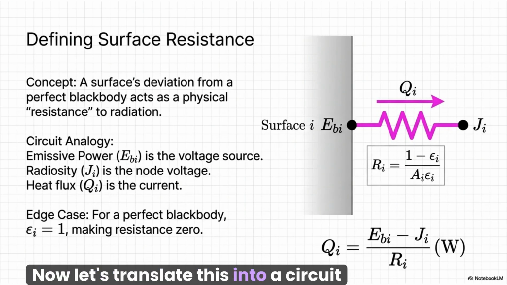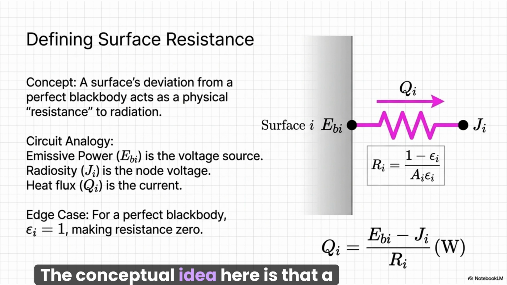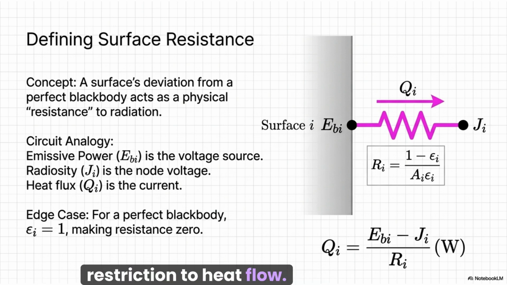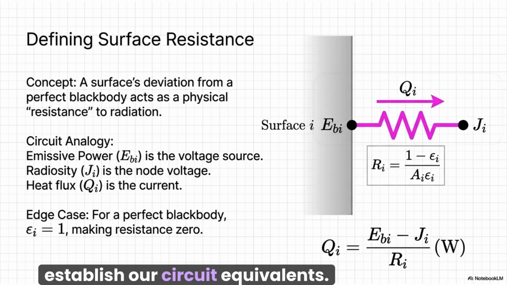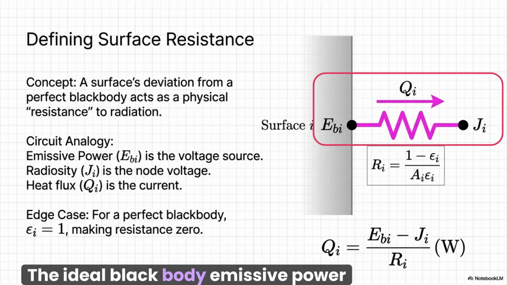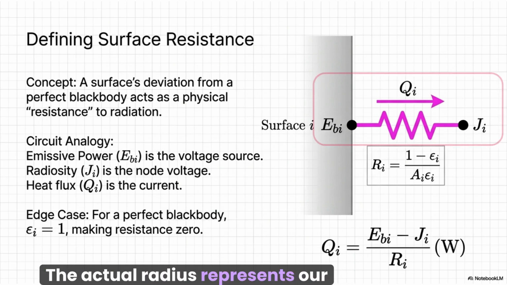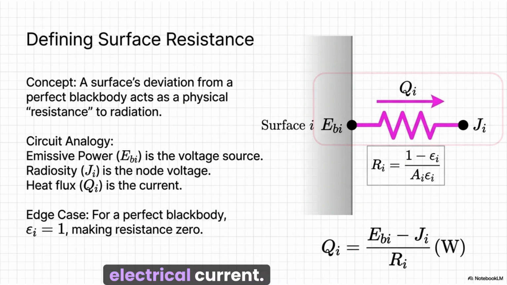Now let's translate this into a circuit analogy by defining surface resistance. The conceptual idea here is that a real surface's deviation from a perfect blackbody acts as a physical restriction to heat flow. Following the network diagram on the right side of the slide, we can establish our circuit equivalence. The ideal blackbody emissive power acts as our voltage source. The actual radiosity represents our node voltage, and the net heat flux leaving the surface acts as the electrical current.